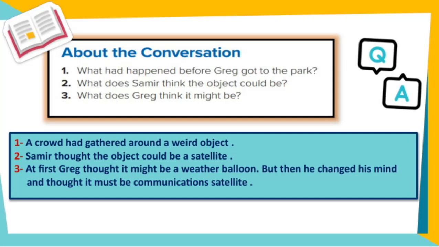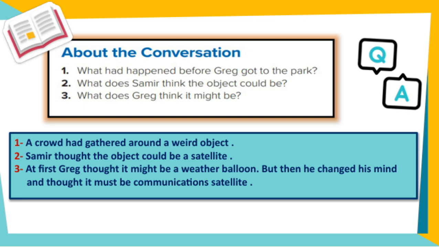So imagine this scene. A crowd has gathered around what looks like a strange, unfamiliar object. It's intriguing, almost mysterious. Now, Samir's first thought is that this object might be a satellite. He's considering the possibility that it's something sent from space, maybe orbiting above us.